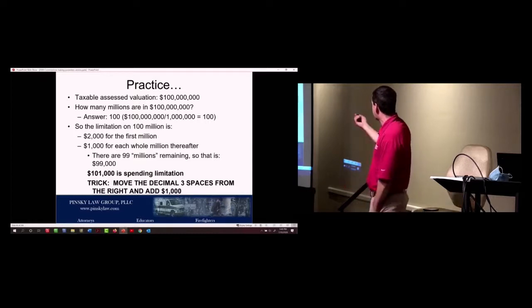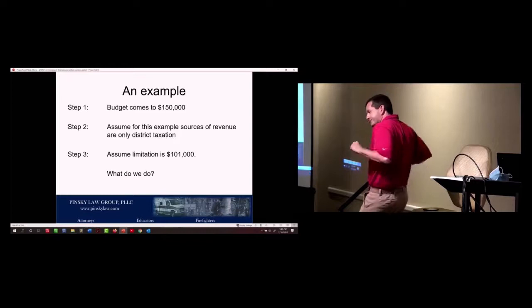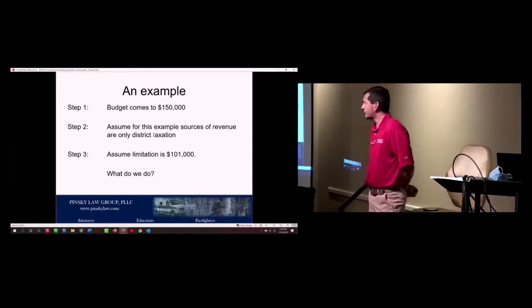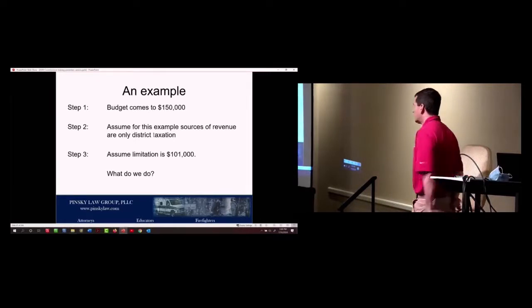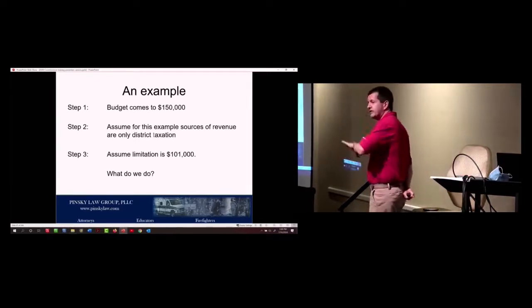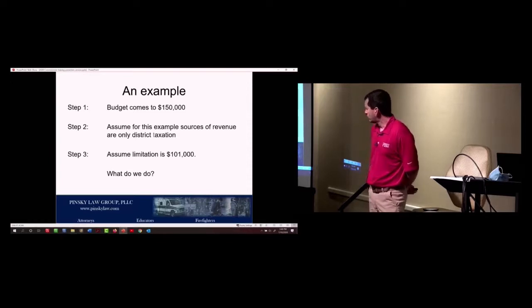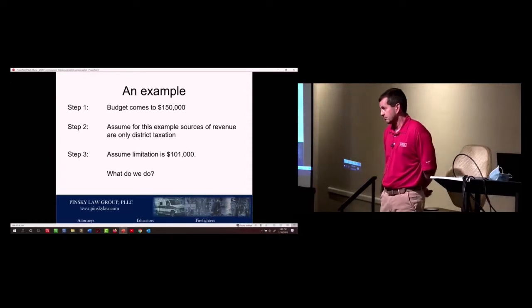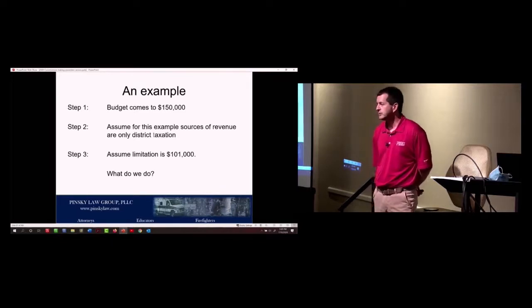Okay, so you get the trick, right? That's how we come up with the statutory spending limit. So let's do an example, just to knock it home. Budget comes to $150,000. You have a $150,000 budget. Assume for the moment the only source of revenue is taxes. You have no reserve funds, you can't bond, we have just taxes. Assume your limit is $101,000. You can only spend $101,000. You've hit your limit.